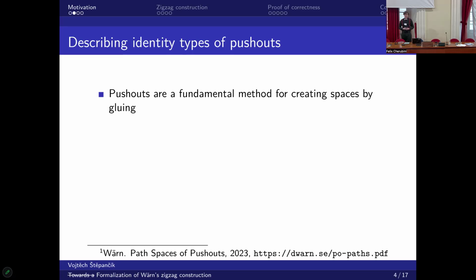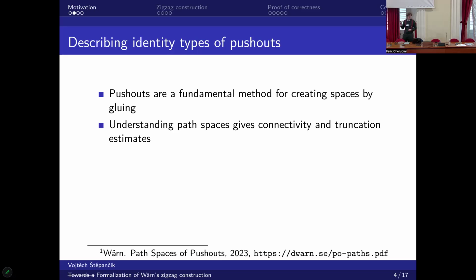All right then, so the purpose is describing identity types of pushouts, because pushouts are pretty ubiquitous. You have your spheres, more generally you have your suspensions, you have your quotients. In general, anywhere that gluing spaces is the vibe, you reach for pushouts. And we want to better understand their path spaces in general, because, for example, it allows us to make better connectivity and truncation estimates on these new spaces that we form.